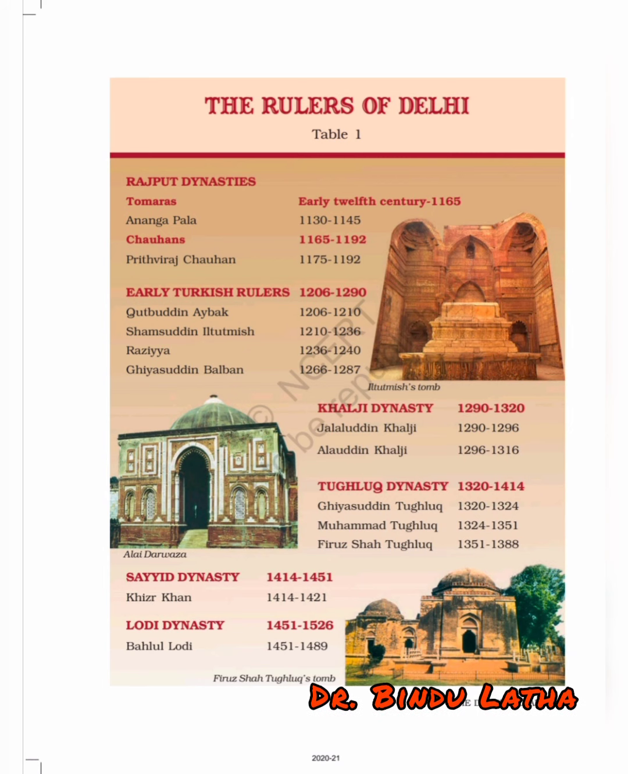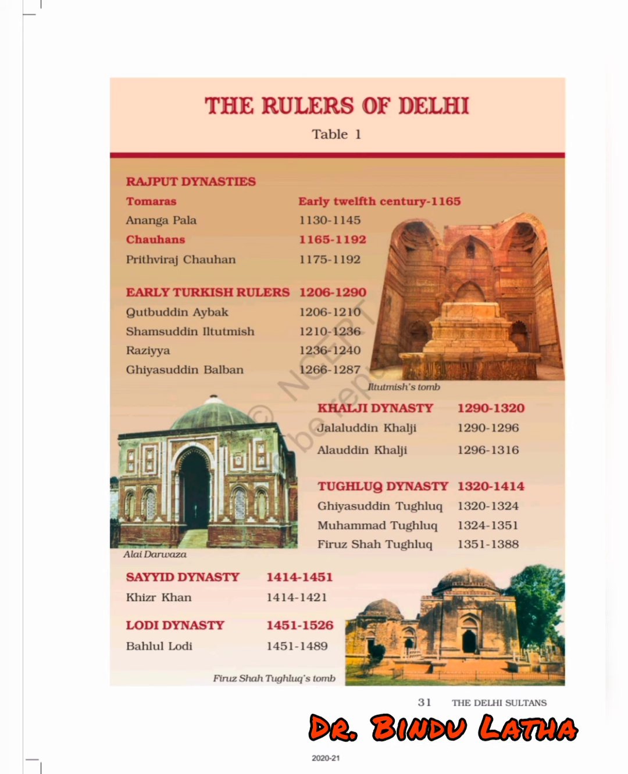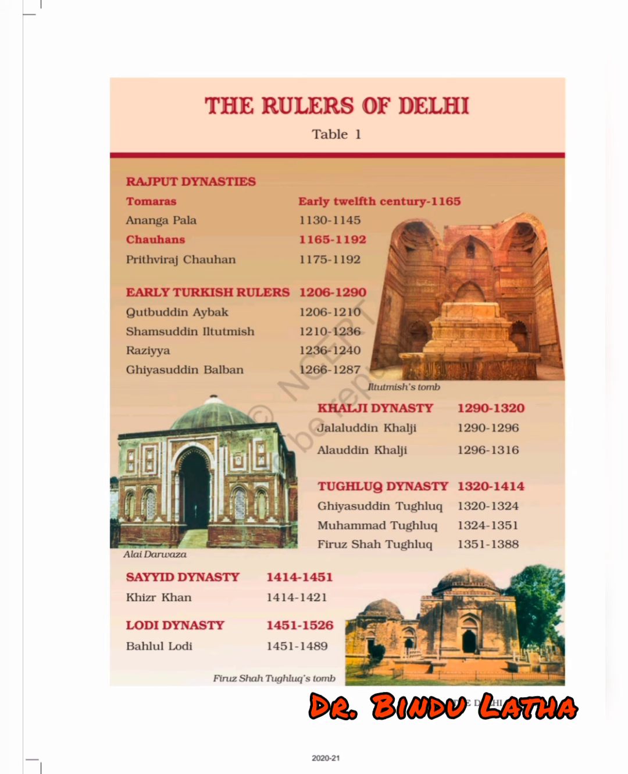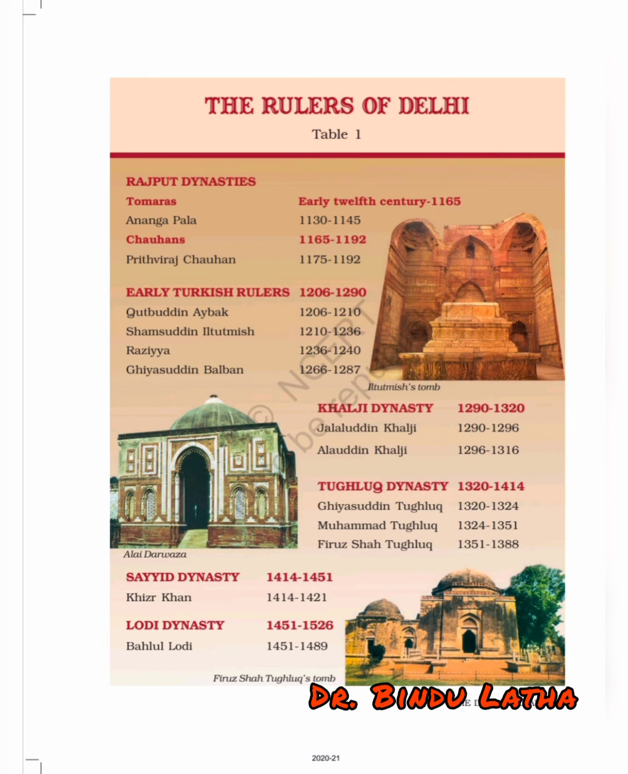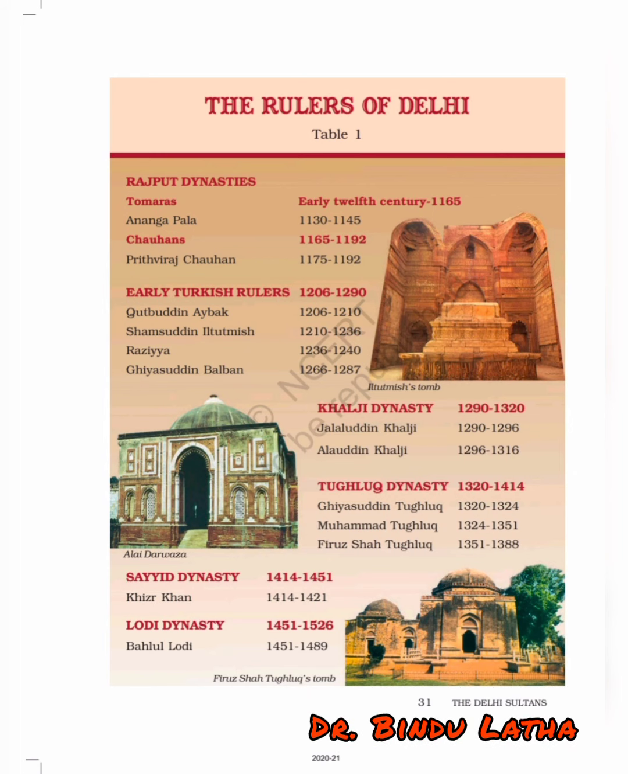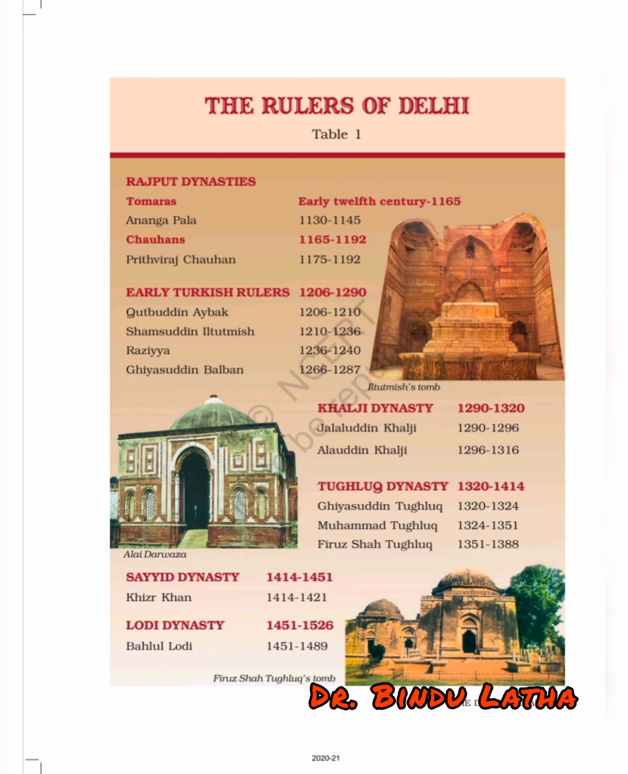Iltutmish is the third sultan and Razia is the fifth sultana, but Ghiyasuddin is the ninth sultan. Second dynasty is the Khilji dynasty. Jalaluddin Feroz Khilji is the founder of this dynasty and Alauddin Khilji was the main ruler. Their capital was Delhi and language was Persian.